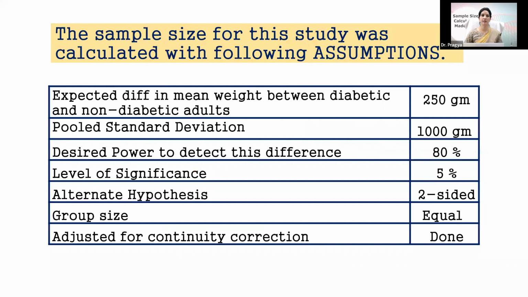So in this case, the expected difference in the birth weight between the diabetic and non-diabetic adults is 250 grams and the pooled standard deviation is 1000 grams. Now calculate the sample size with 80% power and 5% level of significance. Other adjustments, we have not put any other assumption. These are the only assumptions: 80%, 5% and 250. So do calculate this. I'm also doing it simultaneously.